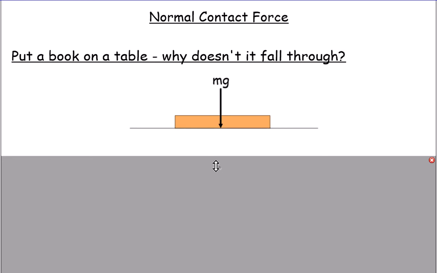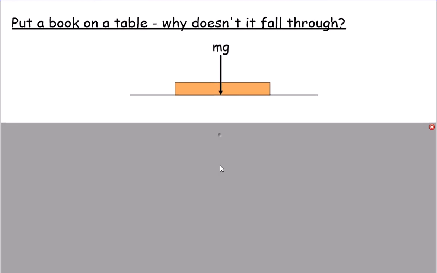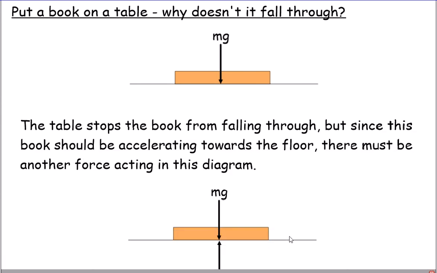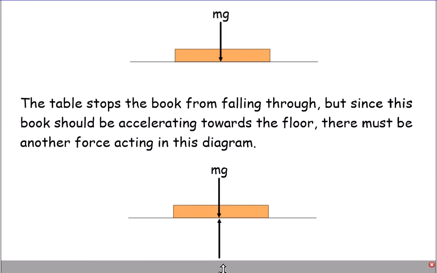But if that's the only force, then the book should be accelerating downwards. Because an object will accelerate in the direction where the force is greatest, and there's only one force acting downwards, so why isn't it accelerating downwards? Well, very simply, it's because there's another force acting upwards. Equal and opposite forces.